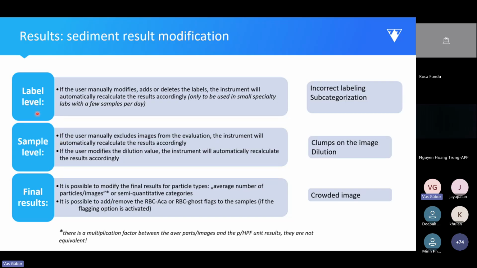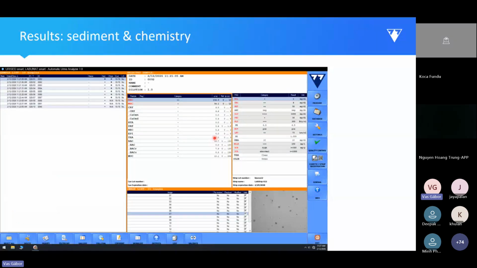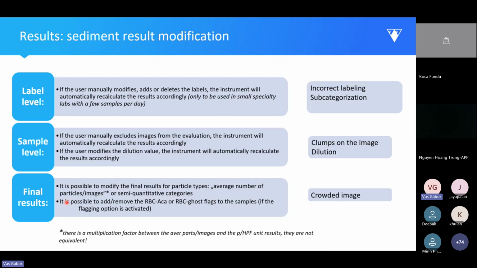Then you can also modify the sample on sample level. Just one second, I'm going back to this. You select a sample here, and at the bottom you go to modify, and then you will have a pop-up window, and you can modify the dilution factor.